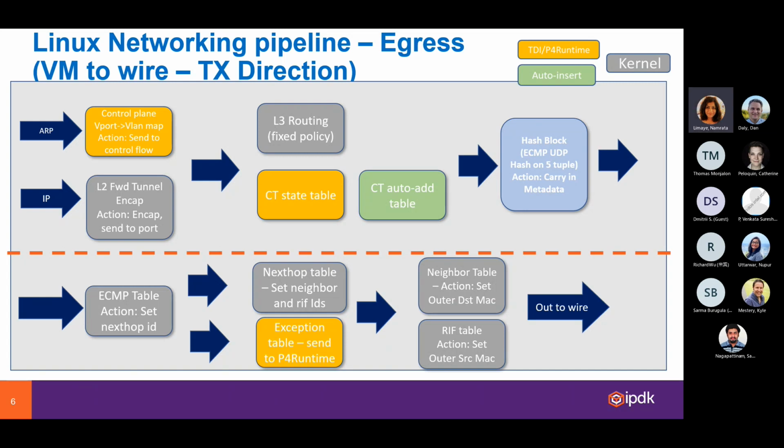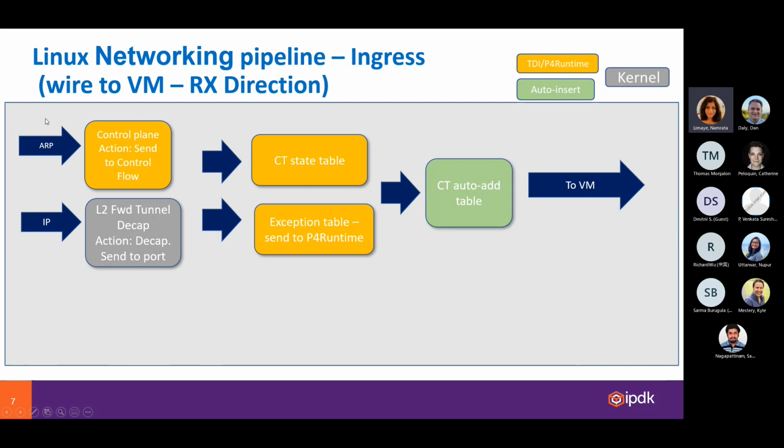Okay, so moving on. This is the RX direction pipeline. Here the packet is coming from the wire, coming in on the VXLAN tunnel port, so we need to have a decap. This L2 forward tunnel table will decap the packet, and the action is to decap and send to port. Control flows, as usual, will add the VLAN tag and the packet will be sent to the OVS for processing.